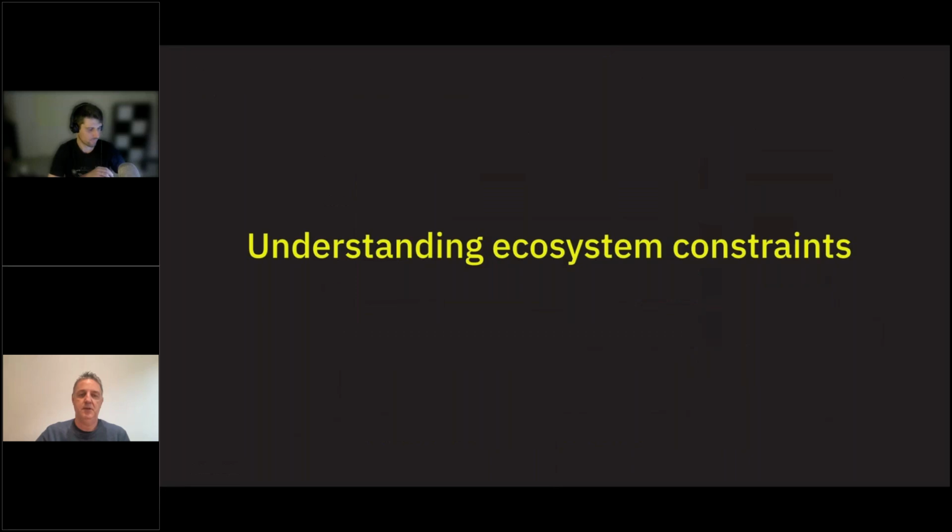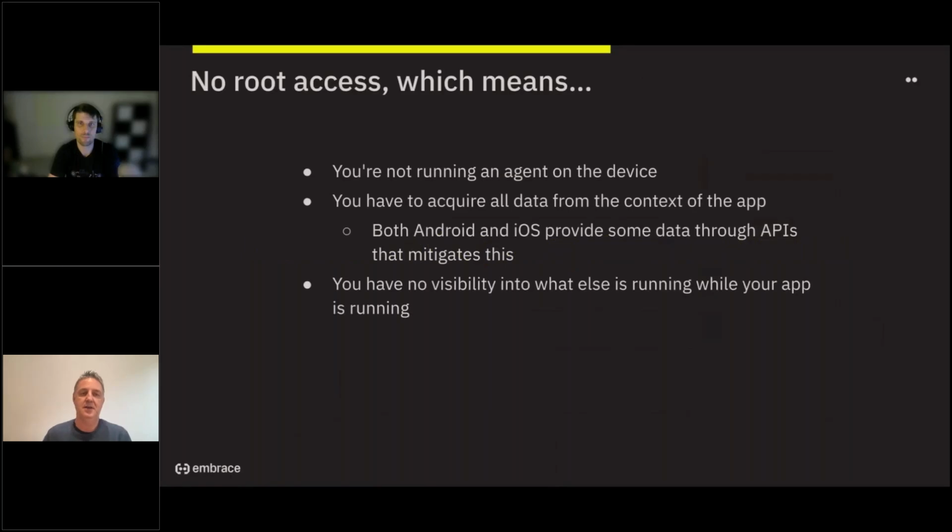All right, let's move on to understanding some of the ecosystem constraints. One of the first things to be aware of is that you don't have root access on these devices. Privacy has become an ever bigger thing on iOS over the years, and Android really isn't far behind. You're not going to be running an agent on the device, and you have to acquire all the data you get from the context of the app.